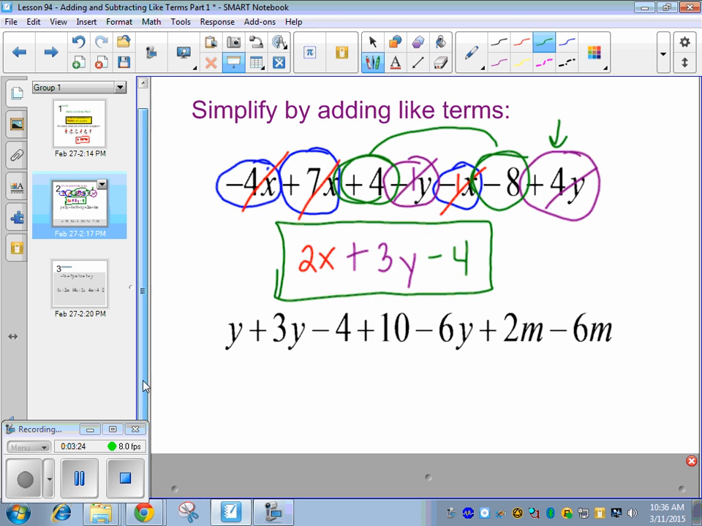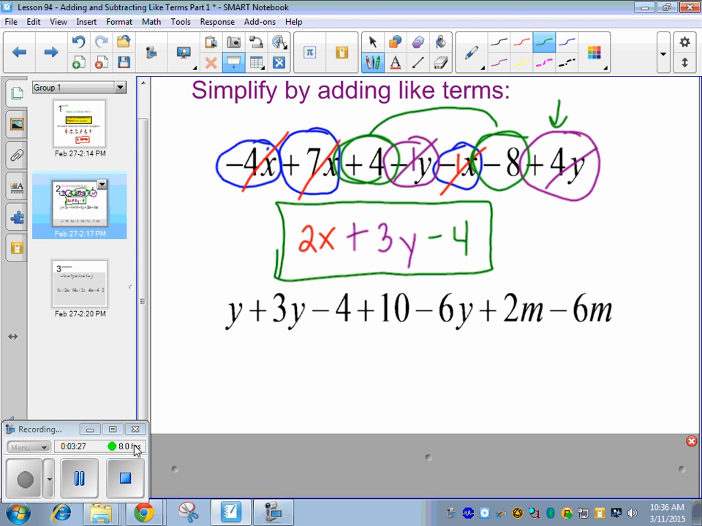Okay, go ahead and write that whole thing down. y plus 3y minus 4 plus 10 minus 6y plus 2m minus 6m. All right, so Chris, tell me what I would add with this y right here. The 3y, the negative 6y. And that's it, right? Those are the only y's. So I have a 1y plus a 3y minus a 6y. So Thomas, what does that equal to? Negative 2. Yep. So negative 2y.